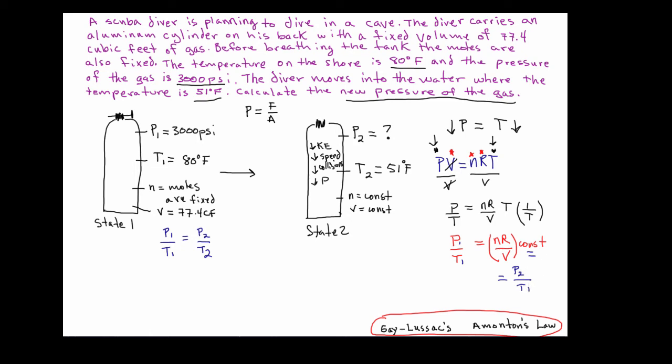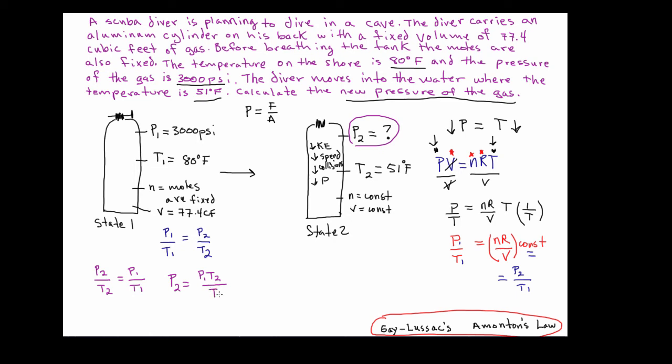Now, in order to solve the problem, we want to know what the final pressure is going to be. So let's go ahead and do the algebra for that. I'm going to rewrite my equation so the variable that I want is on the left side, P2 over T2, and then multiply both sides by T2. So the final equation will be P2 is equal to P1 times T2 over T1.